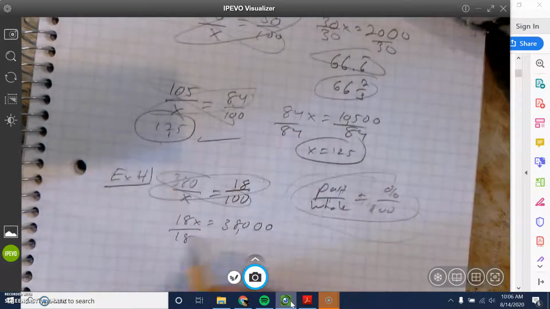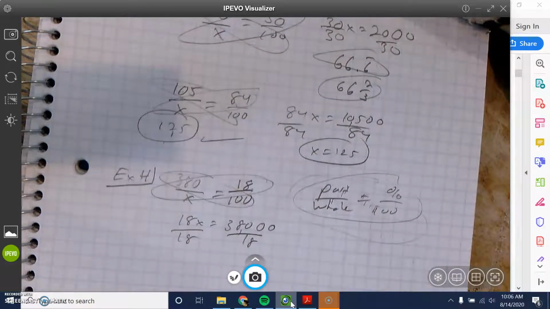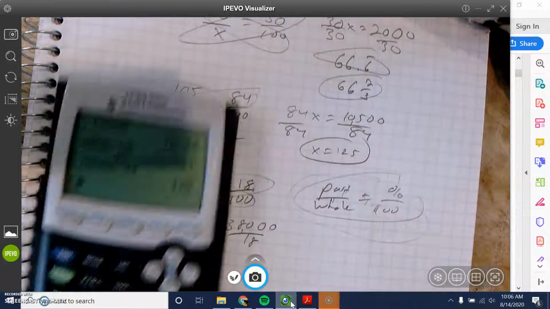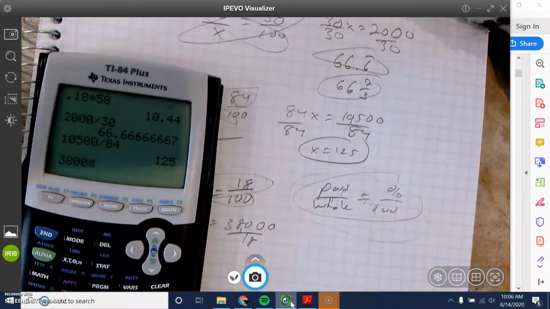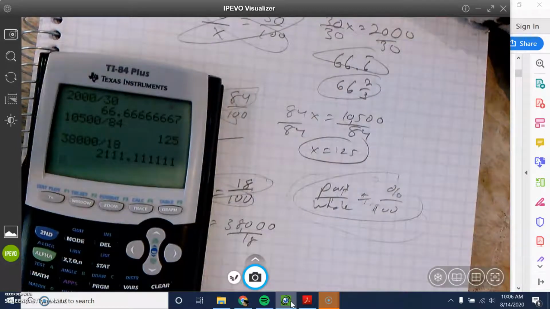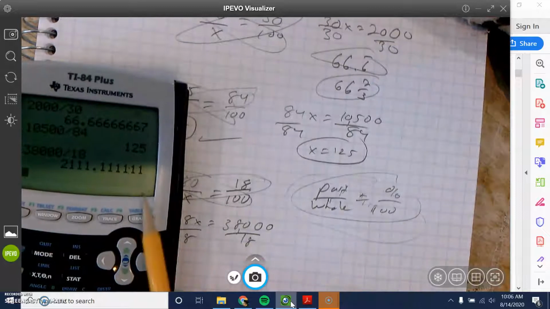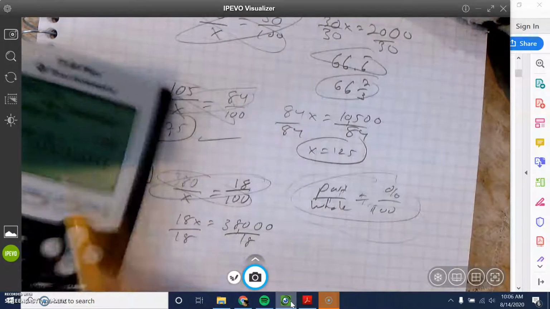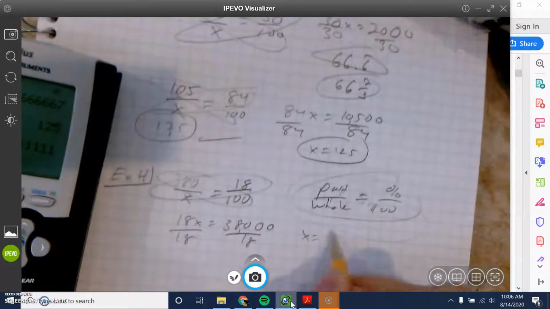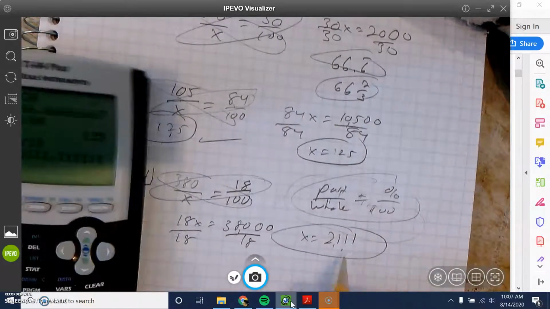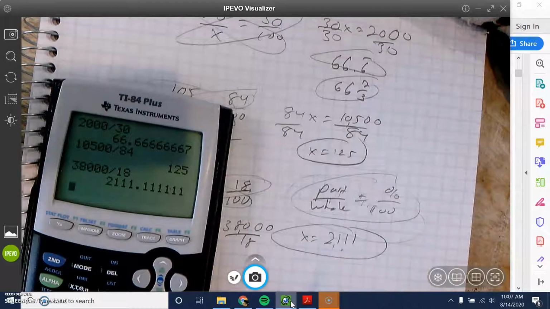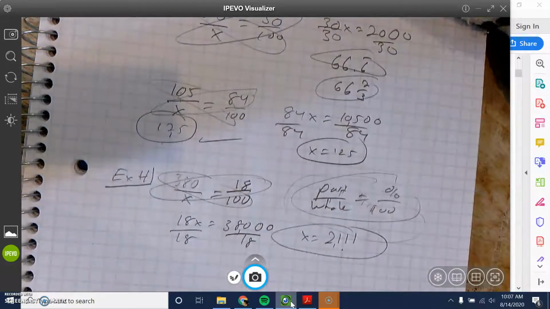That's 38,000. Divide by 18. 38,000 divided by 18. And that is, you can't have 0.1 people. That doesn't make sense. So I'm just going to round to 2,111 people in the freshman class at Harvard. There you go. Okay, now your turn.